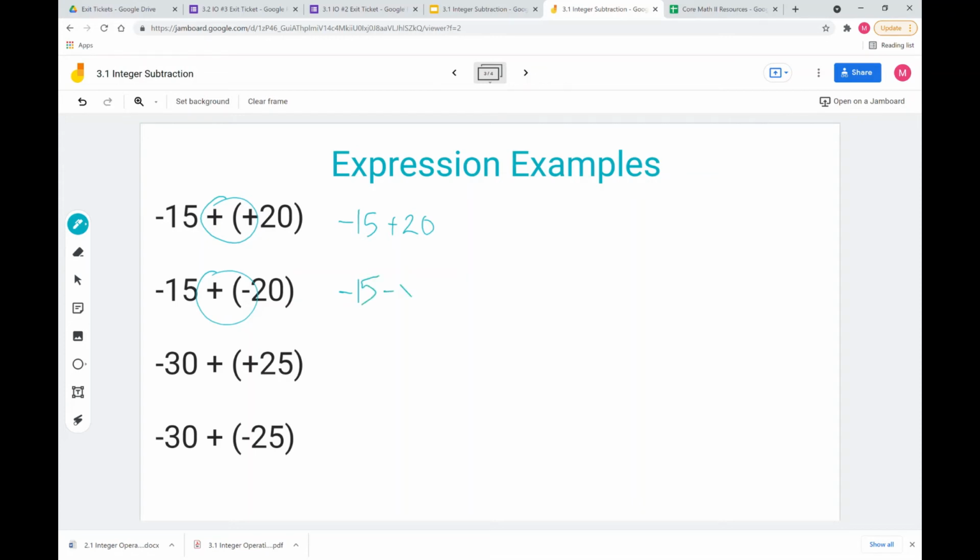So negative 15 minus 20. Negative 30 plus positive 20. Okay, well the signs are the same, so it has to be a positive. So negative 30 plus 20. And then negative 30 plus negative 25, the signs are different, so it has to be a negative. Negative 30 minus 25. So that's how you simplify it without necessarily needing to solve it. We just need to make sure we get the sign in the middle correct.